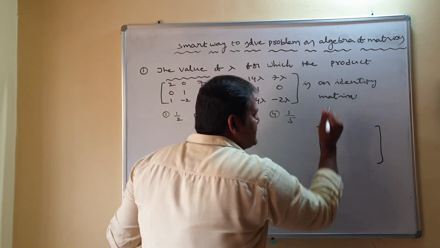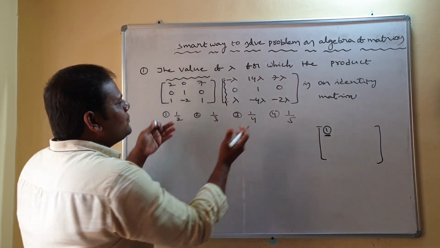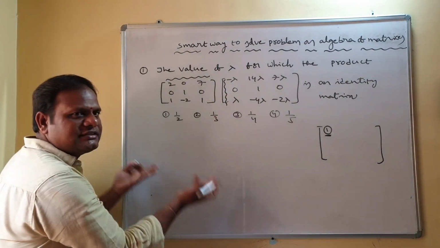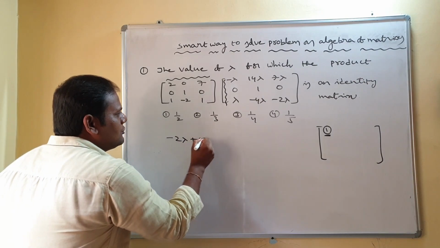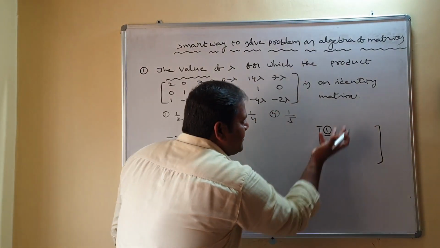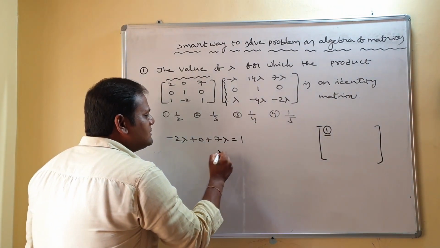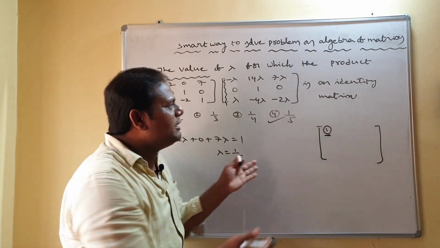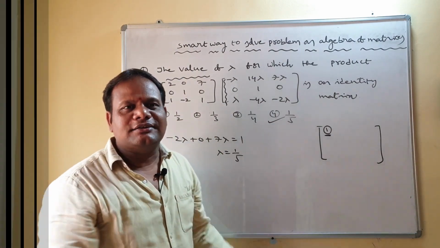So the right hand side matrix is an identity matrix. In that, the first element is 1. So how to get that first element? Multiply first row with first column. Just do that. So minus 2 lambda plus 0 plus 7 lambda is the first element. What is the first element in the identity matrix? 1. So 5 lambda equals 1. What is the lambda value? 1 by 5. So the answer is 1 by 5. No need of multiplying that completely. Just think smartly and give the answer.